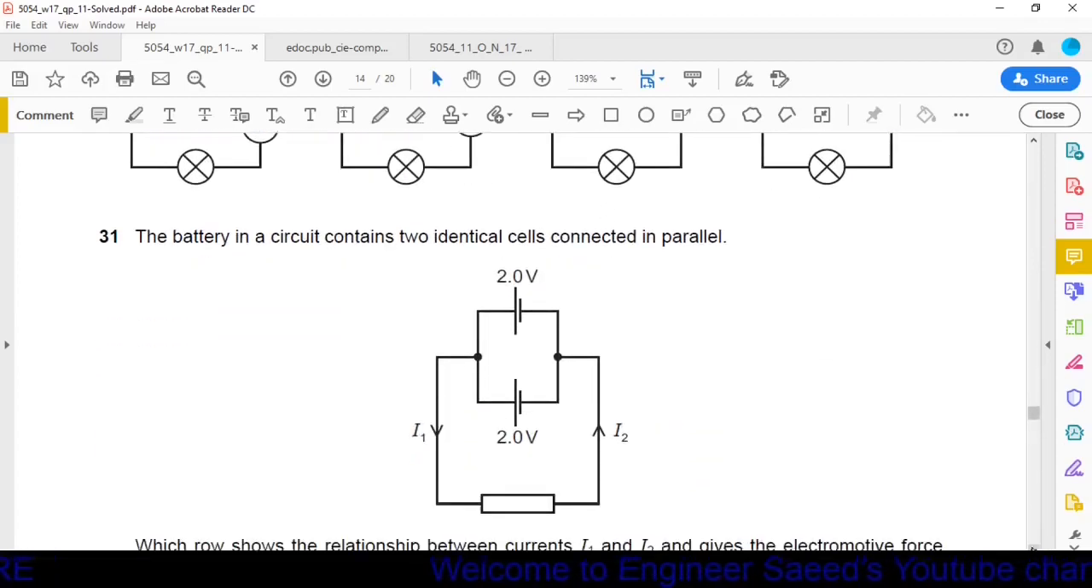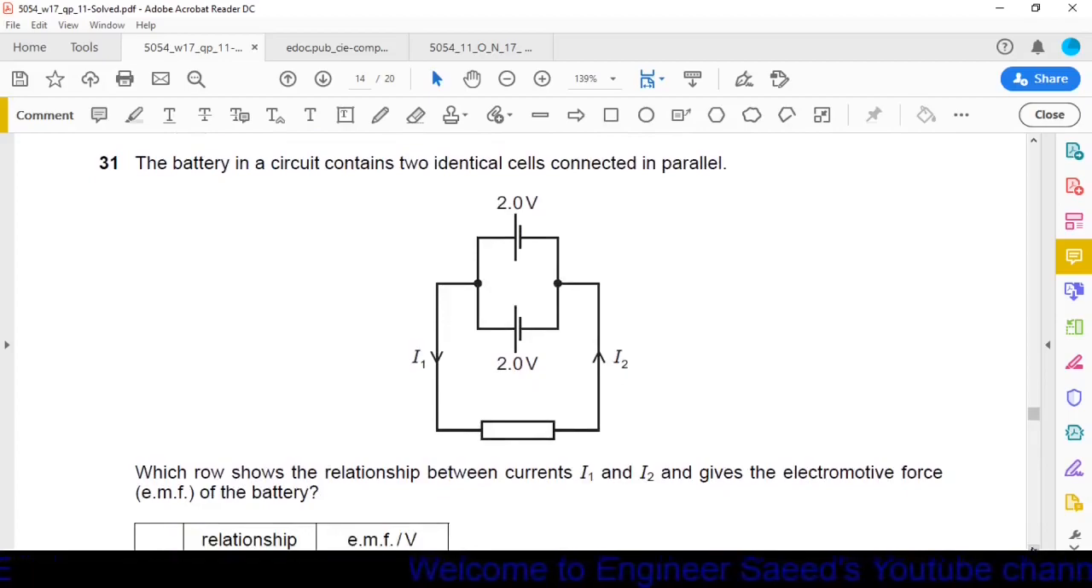Question number 31. The battery in a circuit contains two identical cells connected in parallel. Here we have two cells. These cells are connected in parallel. Which row shows the relationship between the current I1 and I2 and gives the electromotive force EMF of the battery?